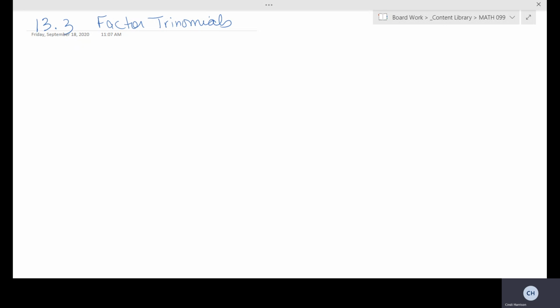And you'll notice if you have looked at 13.3, there is more than one method to use to factor these. The method I'm going to show you, though, will work. So you only need to learn one method, regardless of what the directions say, for instance, in my math lab. So let's get started.